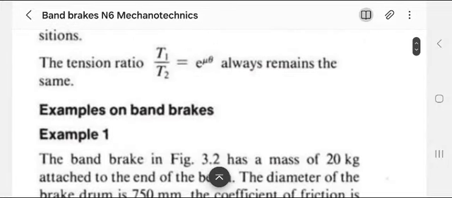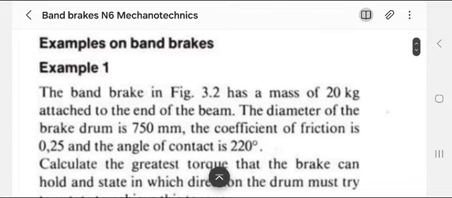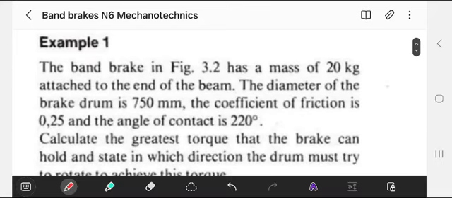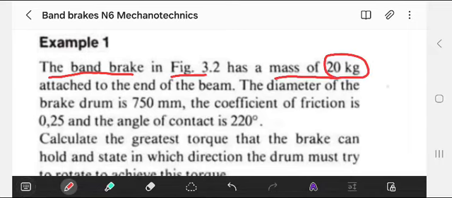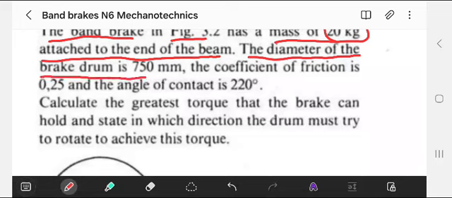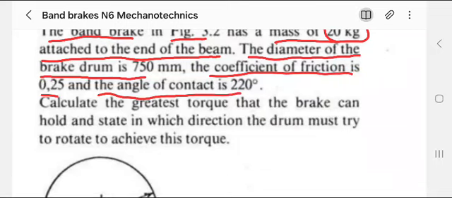We remember this. Okay, example on the bent bricks here. We've given an example. One says a bent brick in figure 3.2 has the mass of 20 kg, is attached to the end of the beam. The diameter of the brick drum is 750 millimeter. The coefficient of friction is 0.25. The angle of contact is 220.